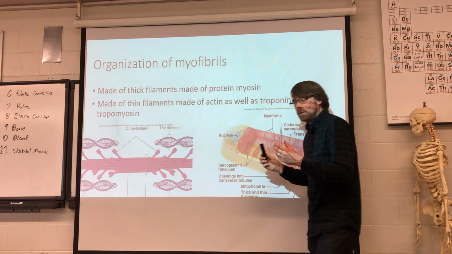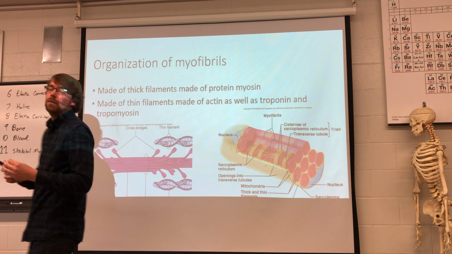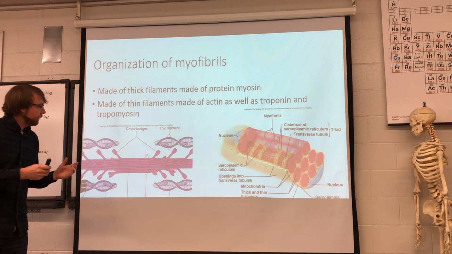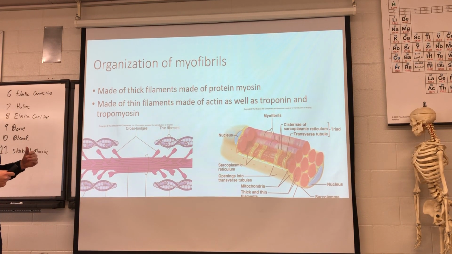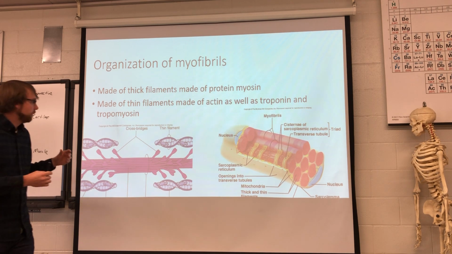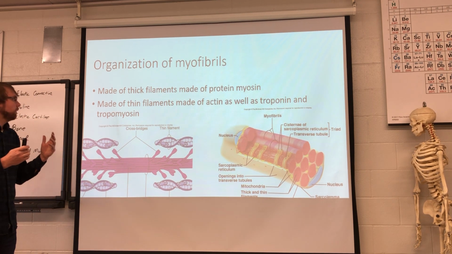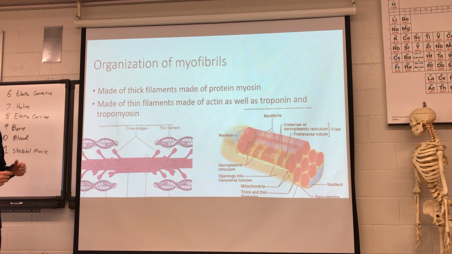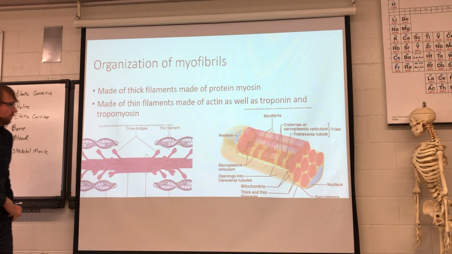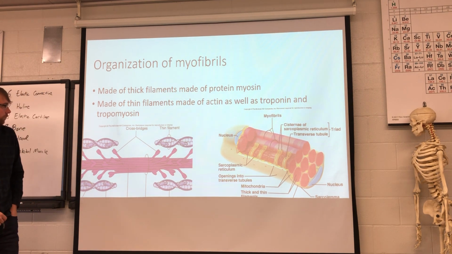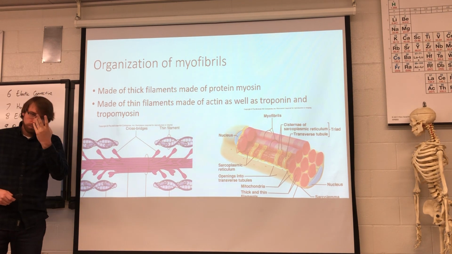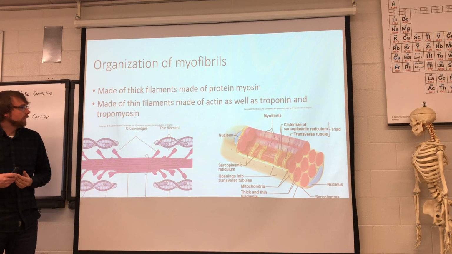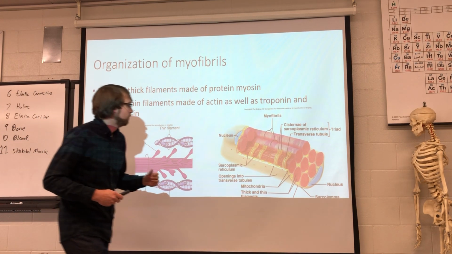So, now we're going to talk about the organization of a myofibril. This is a group of protein. It's made of thick filaments, myosin, and thin filaments, actin, as well as troponin and tropomyosin. So there are 4 proteins in these myofibrils.